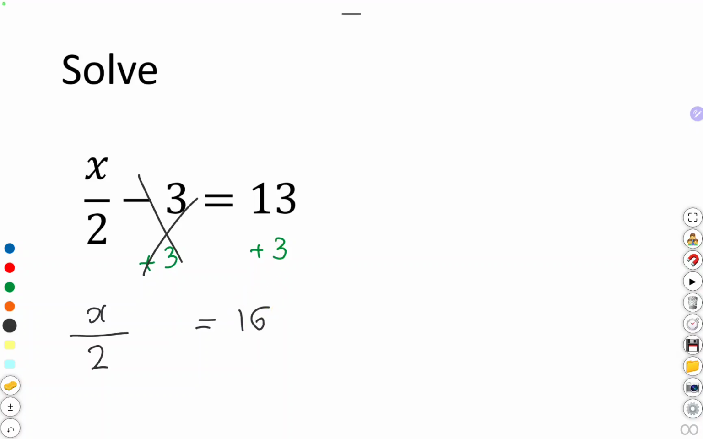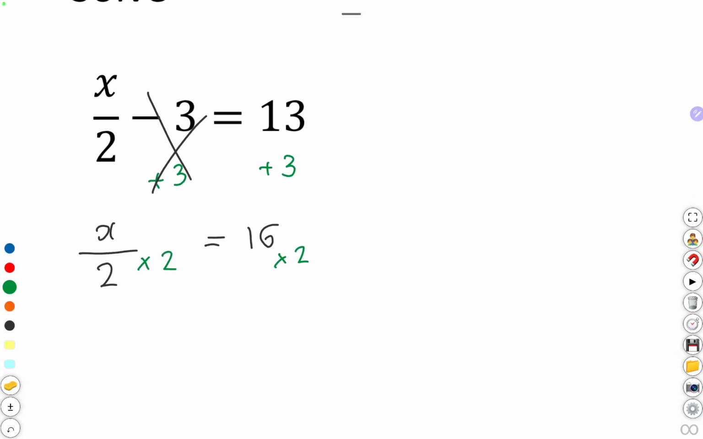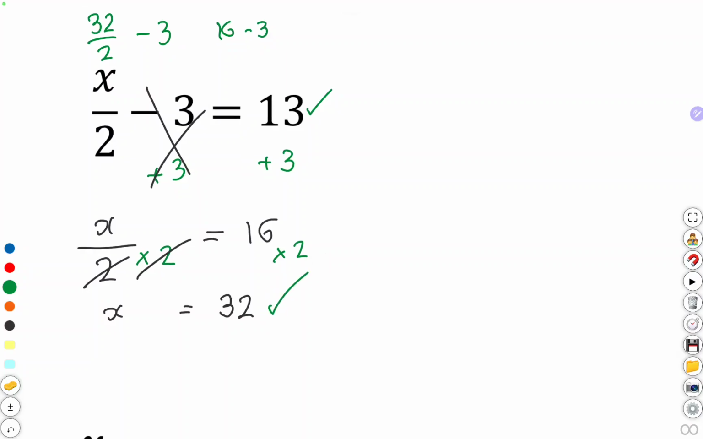Now I need to do the opposite of divide by 2, which is multiply by 2 on both sides. So I'm left with now, the 2's will cancel. So x equals 16 times 2 is 32. Let's check my working. 32 divided by 2, take away 3. Well, 32 divided by 2 is 16. 16 take away 3 equals 13. So I must be correct. So x must be 32.